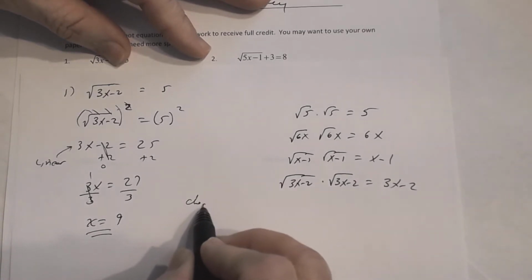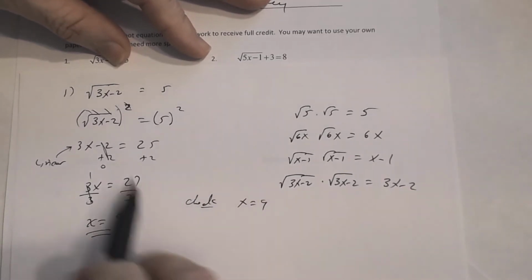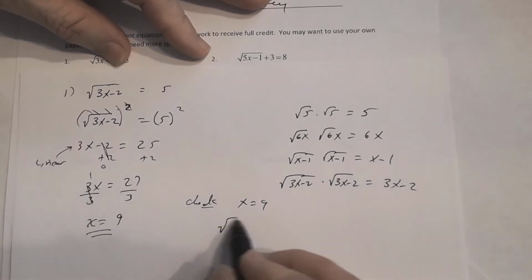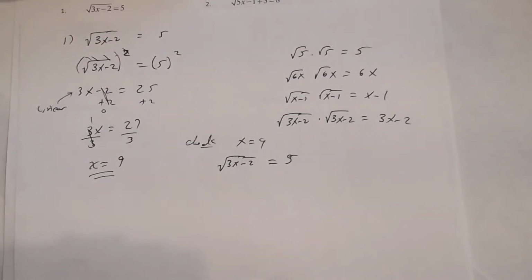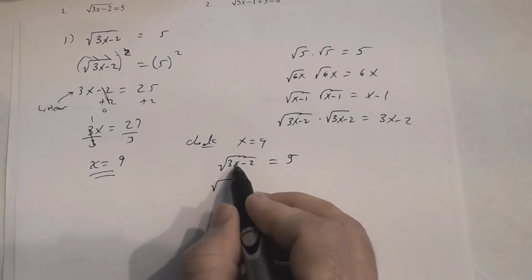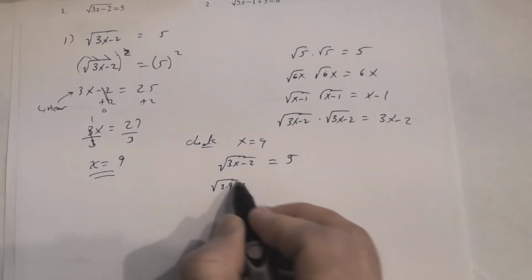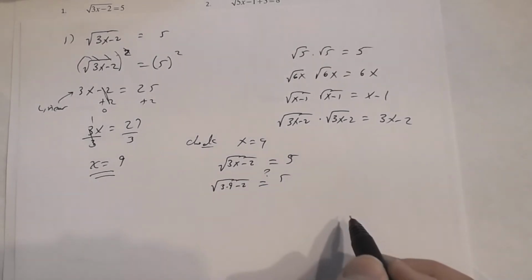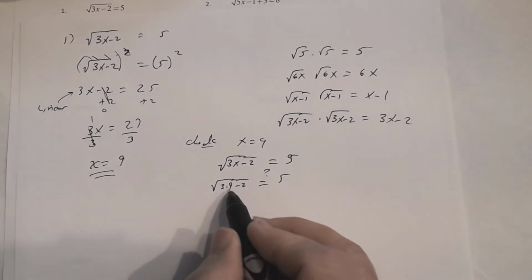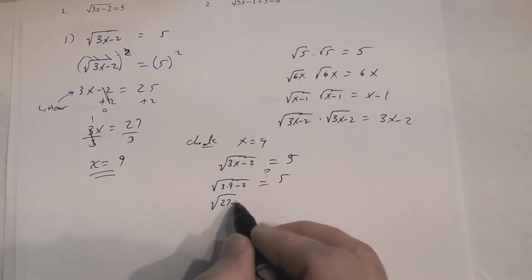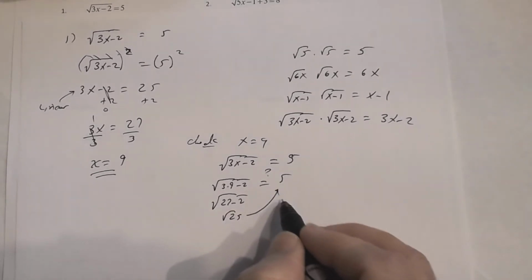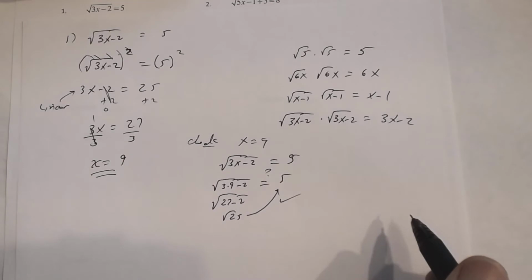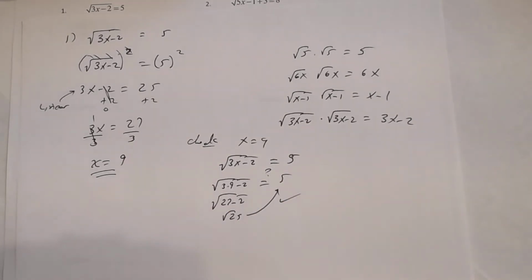So let's just check this. If I check x equals 9, you go back to the original problem. And here is the original problem. Square root of 3x minus 2, and that's equal to 5. So wherever you see the variable x, I'm going to substitute 9. So I get the square root of 3 times 9 minus 2, and I want to see if that's going to equal 5. That's the question. Well, 3 times 9 is 27, so I have the square root of 27 minus 2. The square root of 27 minus 2 is the square root of 25, and yes, indeed, that is equal. The square root of 25 does equal 5. So that's a solution.